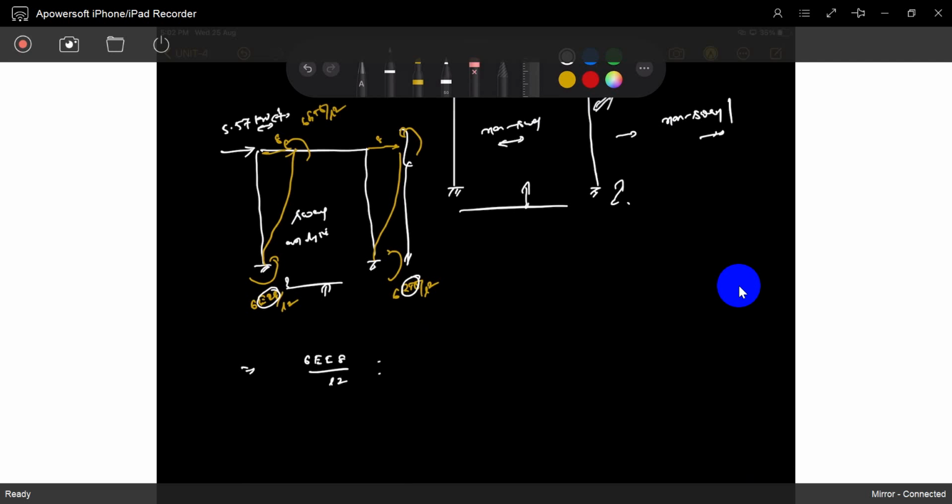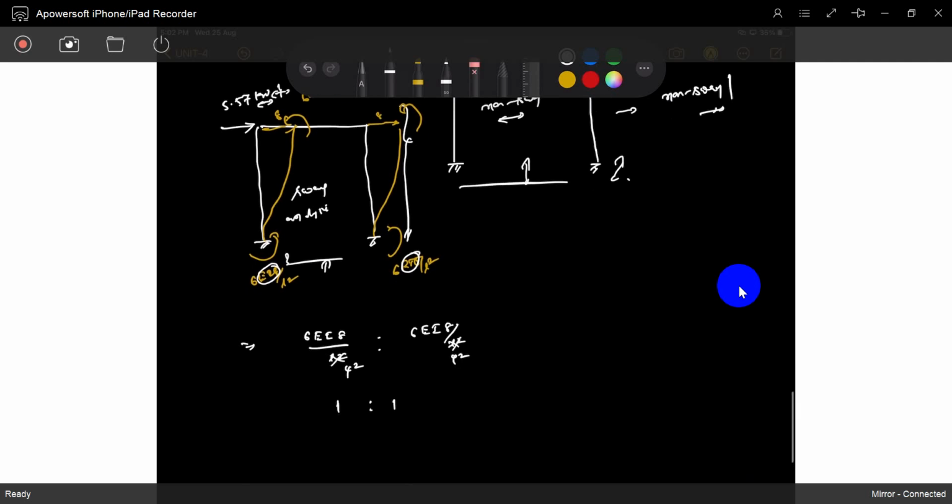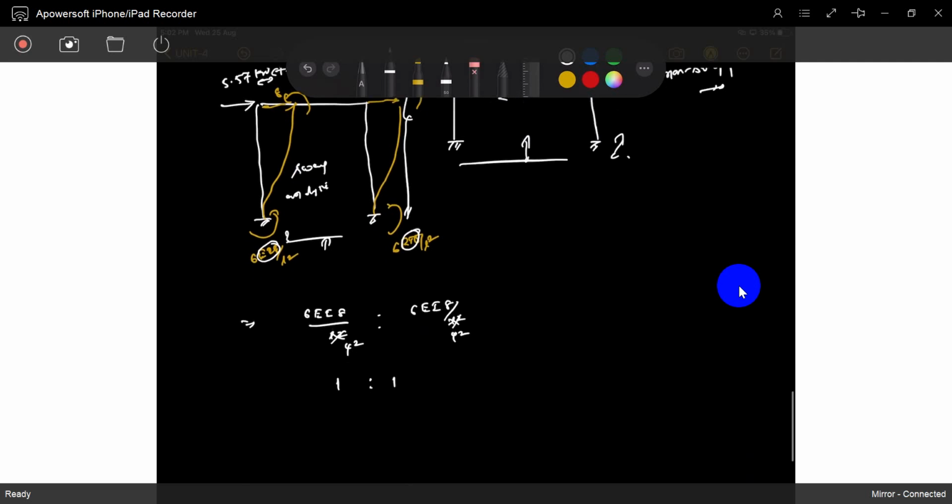6EI delta by L square. This is 6EI by delta L square. What is the L? Here L is 4 square. Same. This is in the ratio of 1:1, so you can take directly 1, 1.